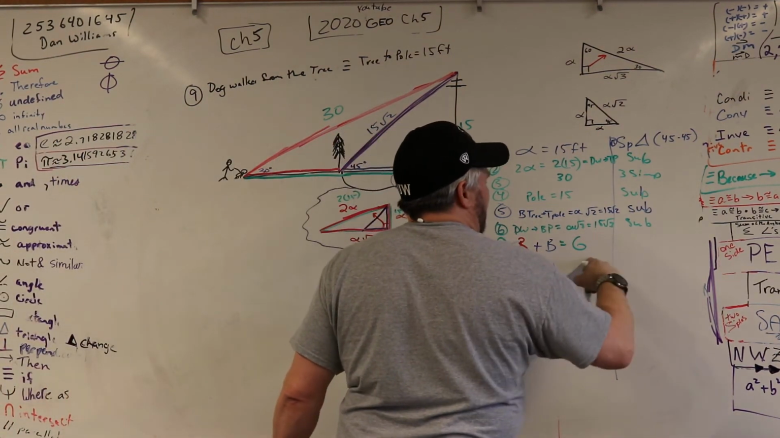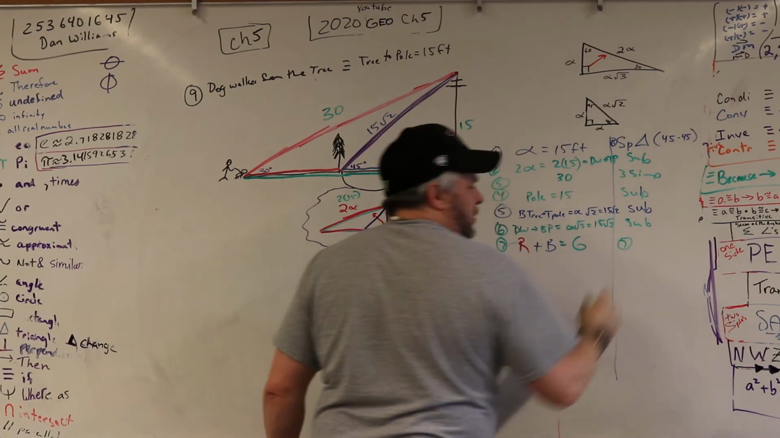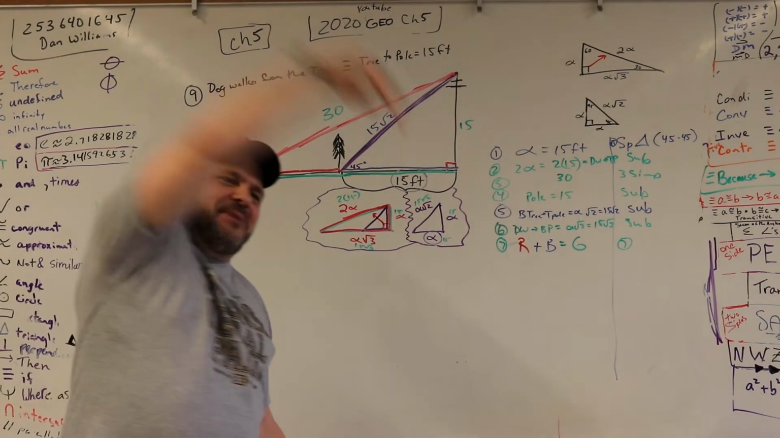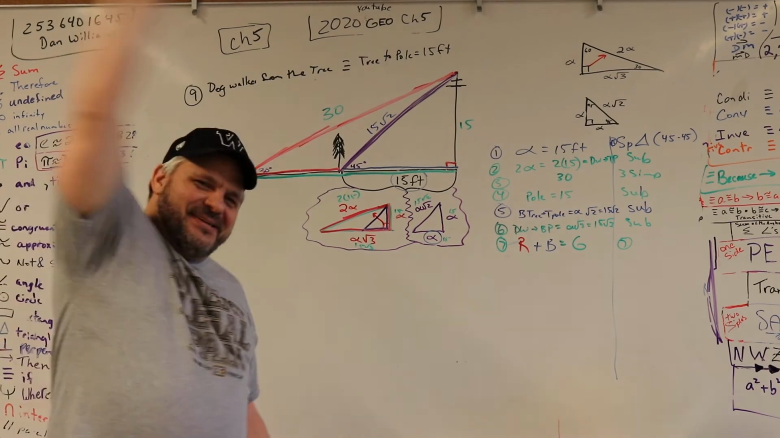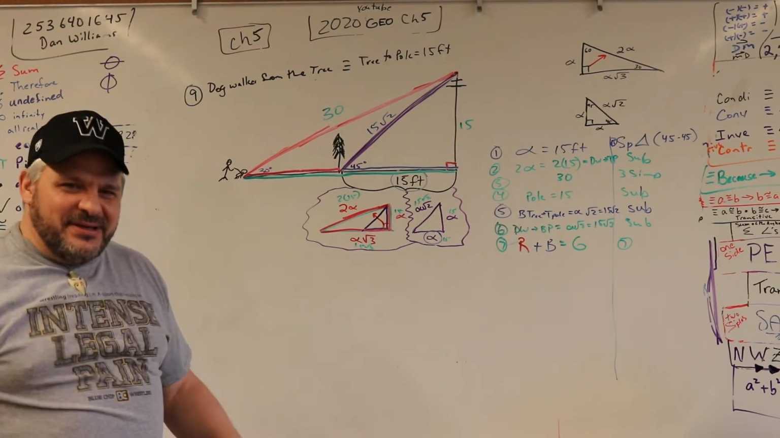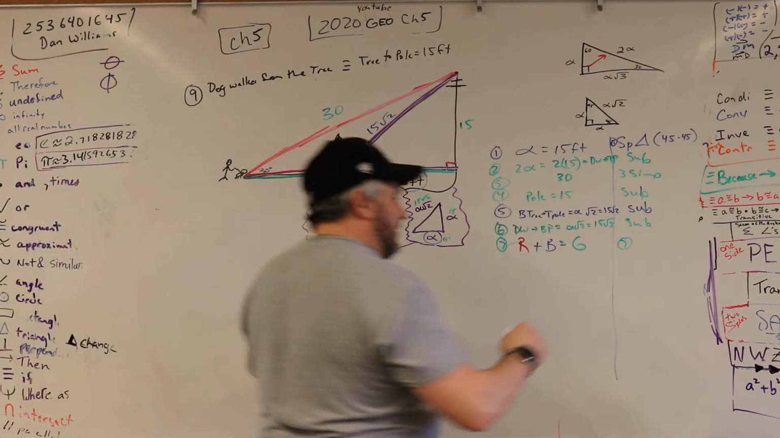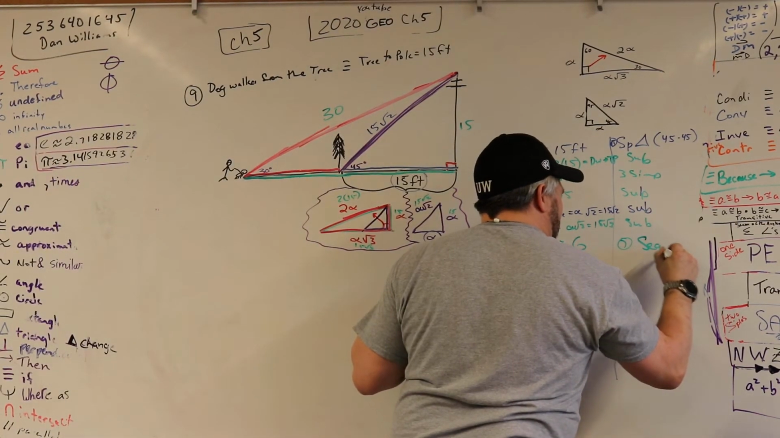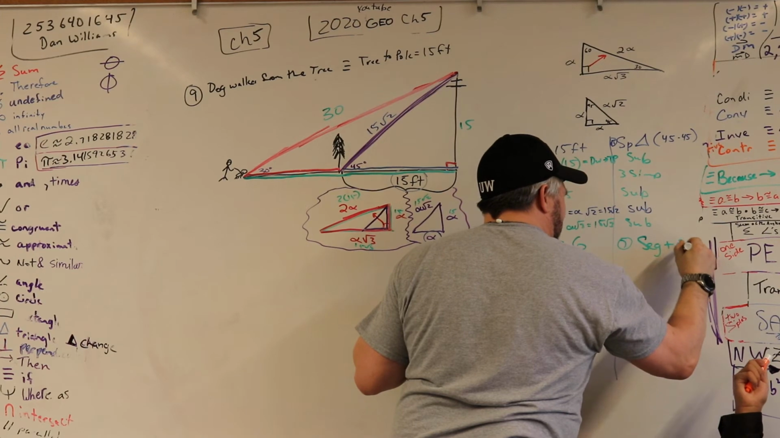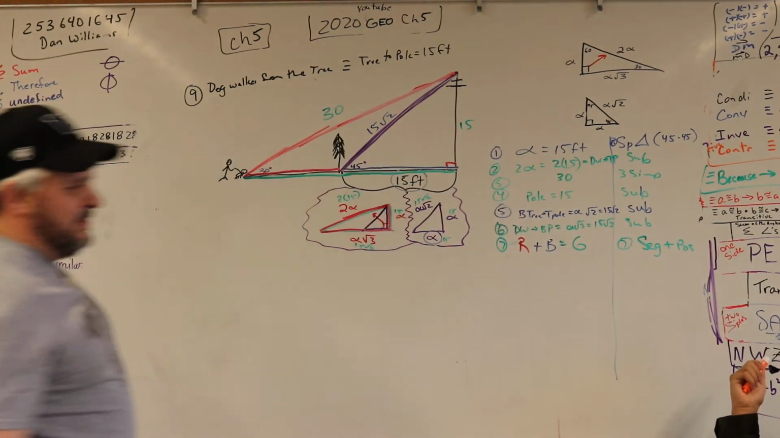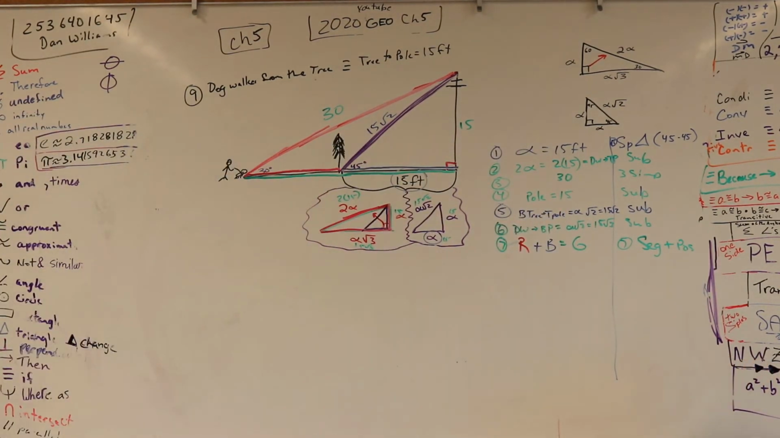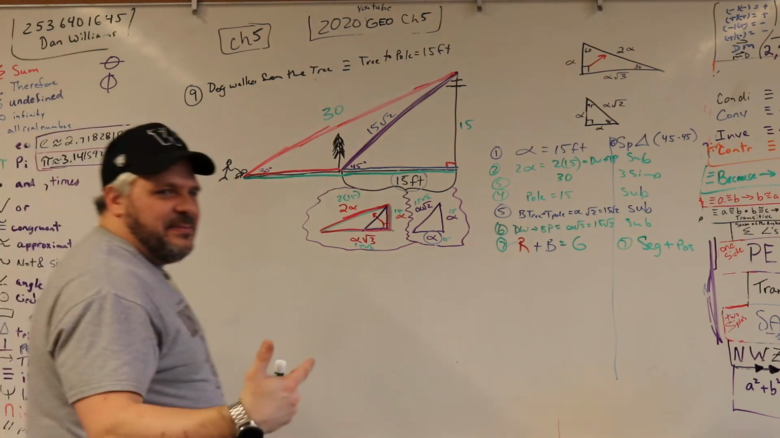So now that's 7, right? And what's that rule? Way back, first chapter. No, we're adding 2 segments. The segment addition postulate. Remember that? Beginning of the year? Segment addition, when we add 2 segments, right?